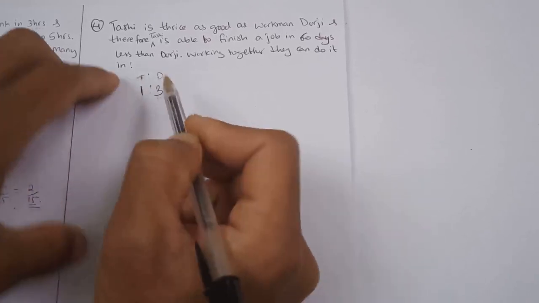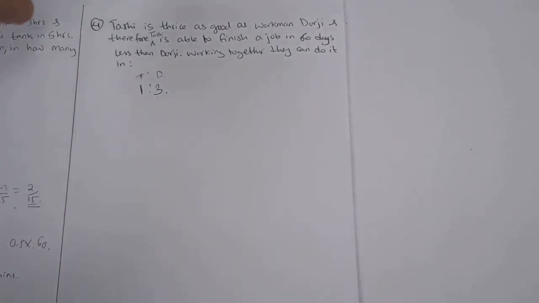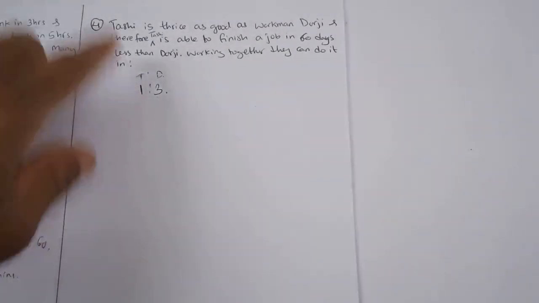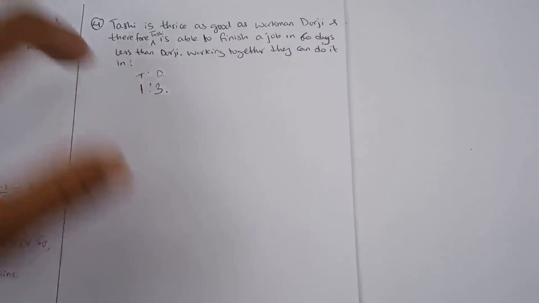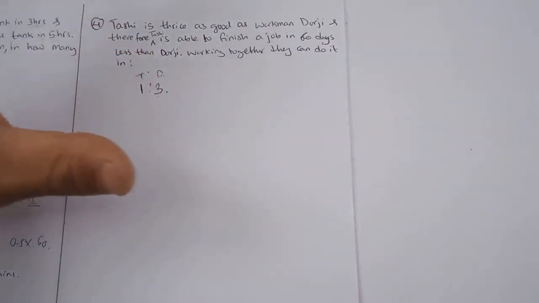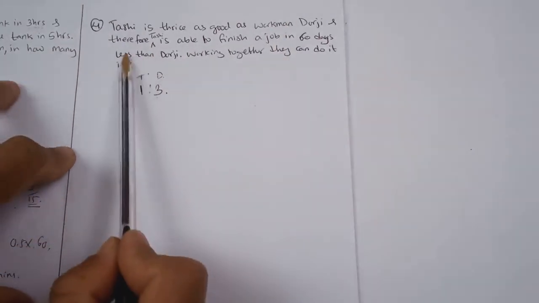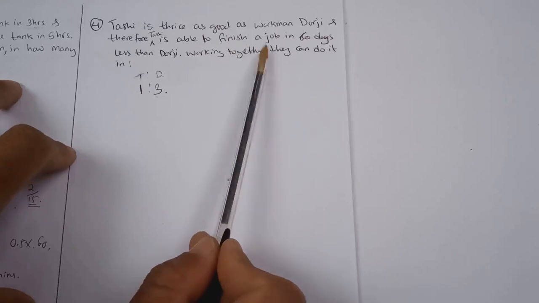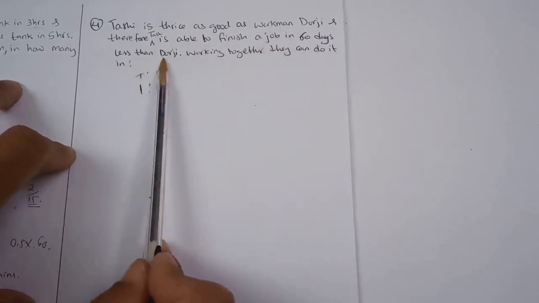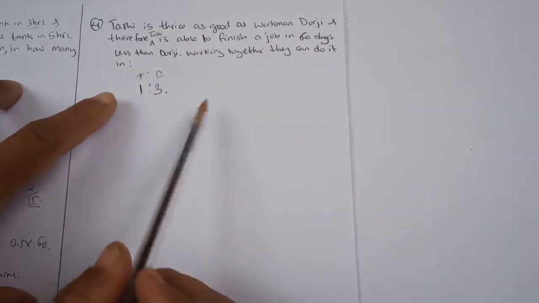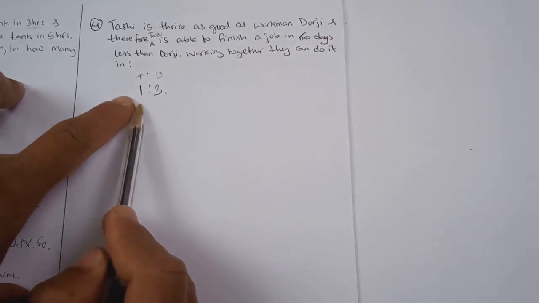That is the concept and the ratio. Thrice as good as Dorji means the ratio is 1:3. Where Tashi takes 1 hour, Dorji takes 3 hours. The second thing: Tashi is able to complete a job in 60 days less than Dorji, so Dorji takes 60 days more.